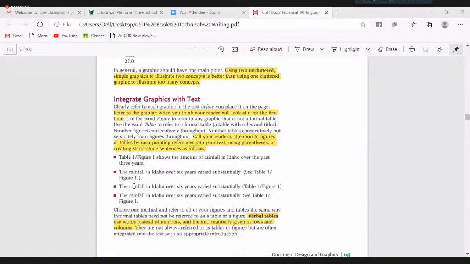For example, what is given? Table 1 shows the amount of rainfall in Idaho over the past 3 years. Or if you have used a figure, then figure 1 shows the amount of rainfall in Idaho over the past 3 years. This is the way you have to write, isn't it? This is called integration of graphics with the text. What is the figure about? What is the table about? You must mention it in a sentence. You must write the text. This is called integration of graphics with text.